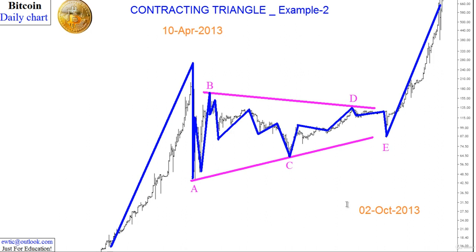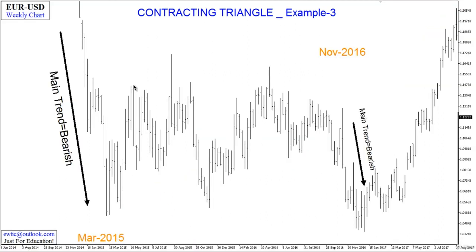Let's have a look at another example. This is a price chart of a forex currency pair, the euro versus US dollar. The time frame is weekly. We are talking about the time period from March 2015 until November 2016. The main trend in this time was to the downside. It was bearish, and then we got this sideways pattern here, which is a consolidation and took a lot of time. It took almost 2 years to complete.